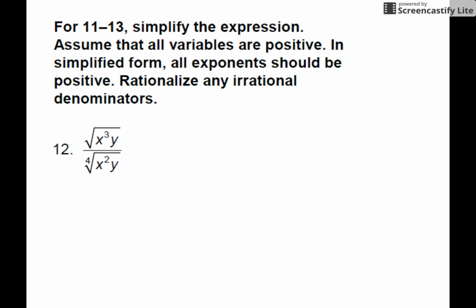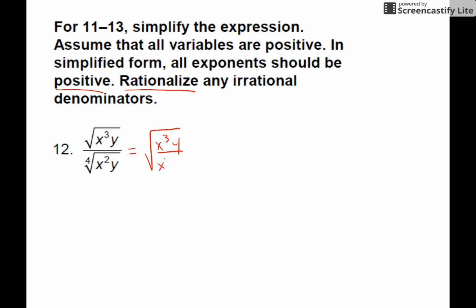Onwards. For 11 to 13, simplify the expression. Assume that all variables are positive. In simplified form, we need all our exponents to be positive, and we're going to rationalize any denominators that we need to. So this one, it's very, very tempting to do this.